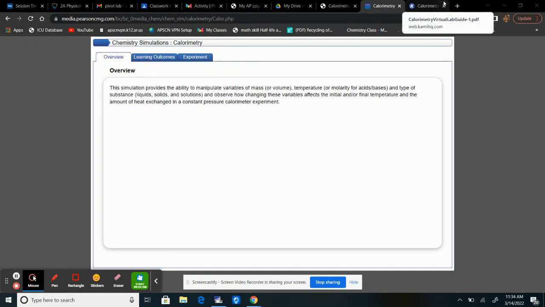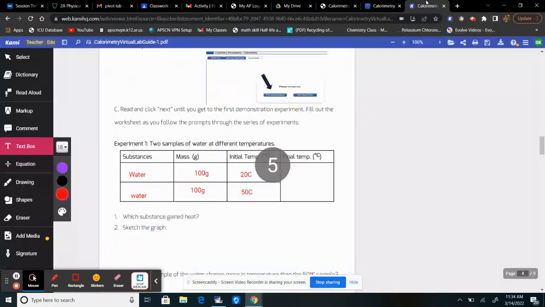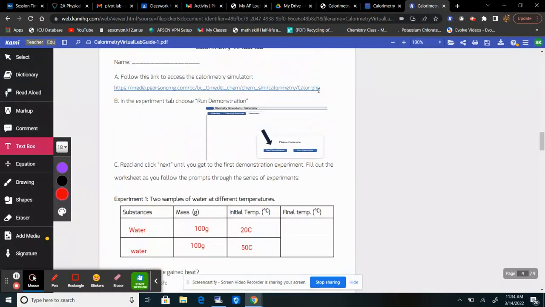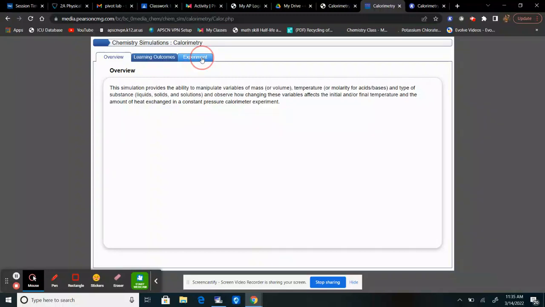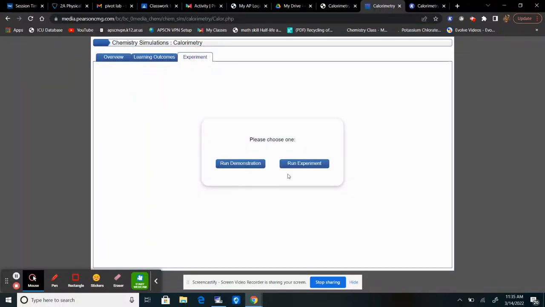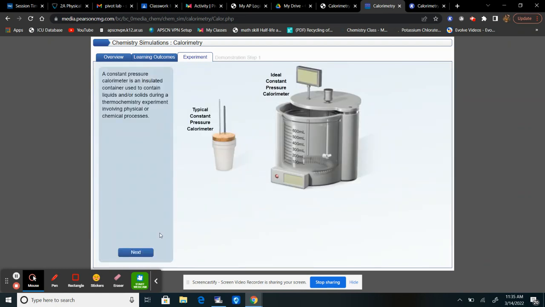So let's go ahead. Everybody did get a worksheet. It's about 3 pages or so. First step is to click on this link, and here we are. So go ahead and click on experiment, and you'll see run demonstration or run experiment. You are supposed to click on run demonstration, so we'll go through this.